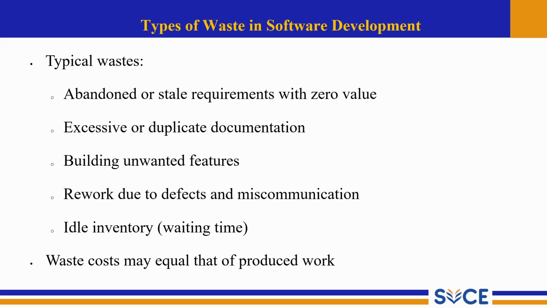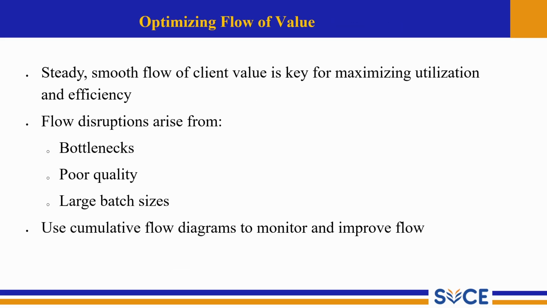Typical wastes: abandoned or stale requirements with zero value. Next one is excessive or duplicate documentation. Third one, building unwanted features. Fourth one, rework due to defects and miscommunication. And last, idle inventory, that is waiting time. These are the types of waste. So waste cost may equal that of produced work.